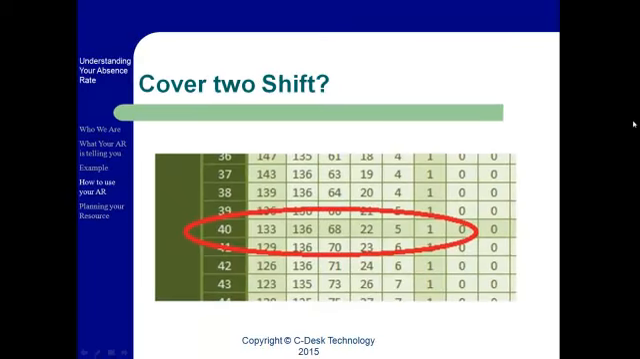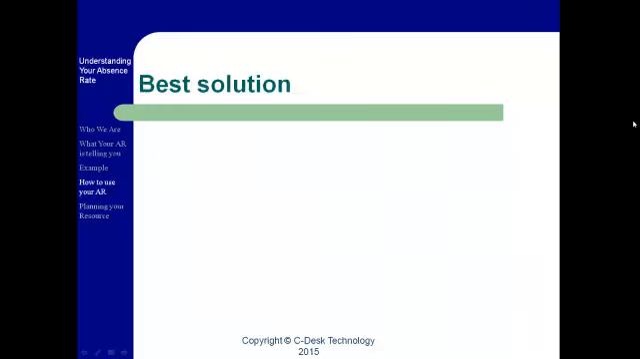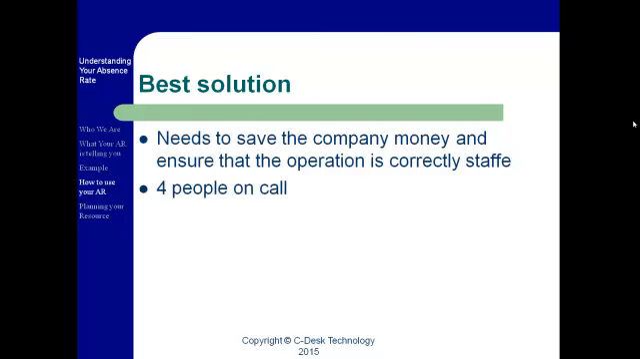Well, 2 people covering days and nights wouldn't do you any good, because statistically you could have up to 5 people off on any day, so you'd still be overstaffed on 269 days and understaffed on 28 days. A better solution needs to ensure that the operation is correctly staffed at lower costs. This would be to have 4 people on call every day to cover both shifts. So let's consider the cost of this solution.